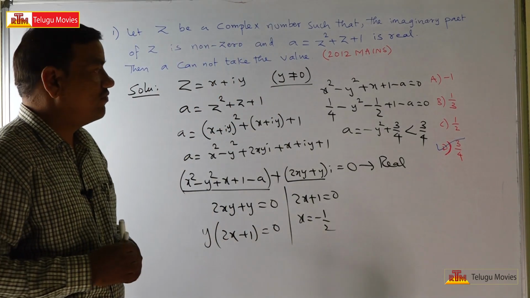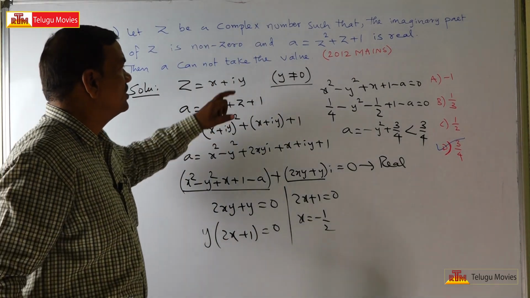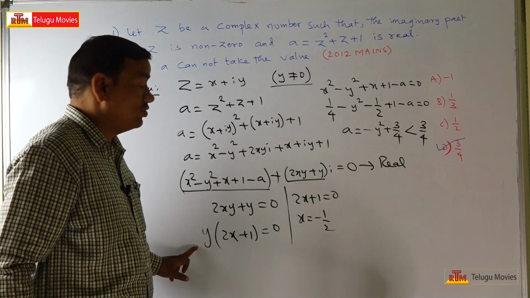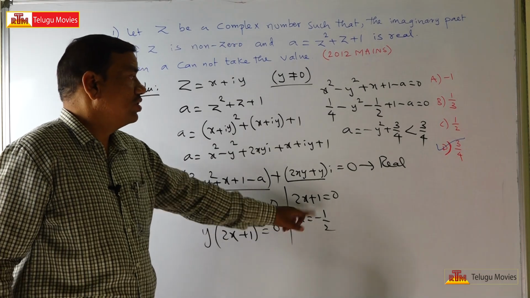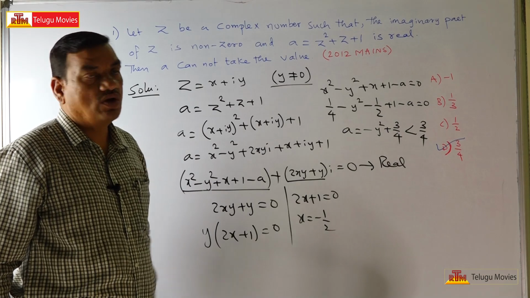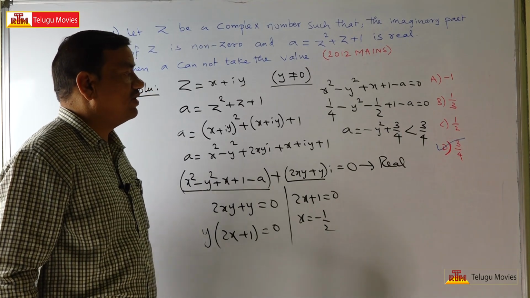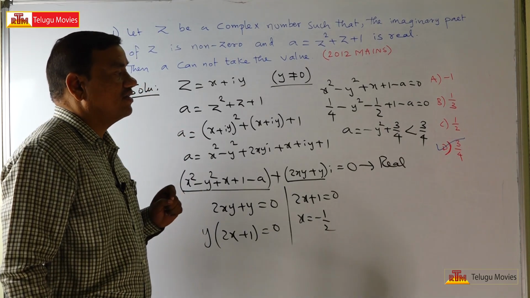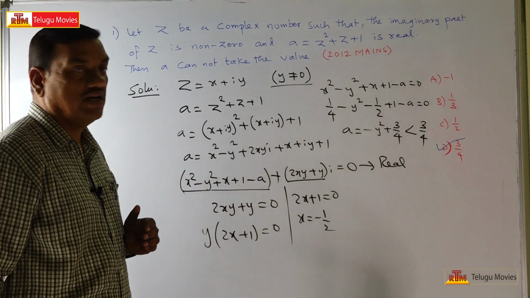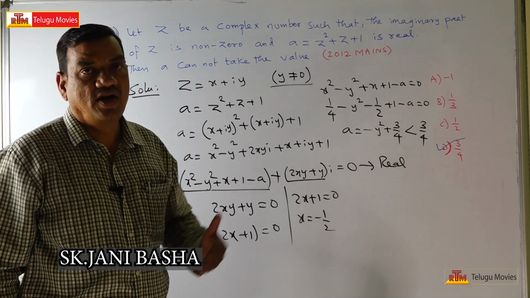Okay? So, a very easy problem. The first thing is y not equal to 0. The second thing is here y not equal to 0, 2x plus 1 is equal to 0. Substitute the x value here, and you will get a value as minus y square plus 3 by 4. That will be less than 3 by 4. Therefore, a cannot take the value 3 by 4. Okay? I hope that you understand this solution. So, let us go to the next problem.